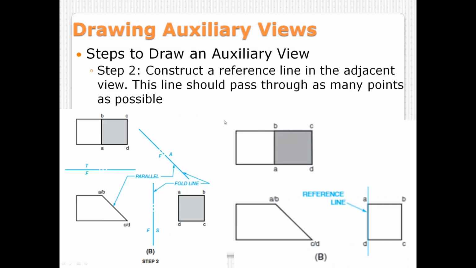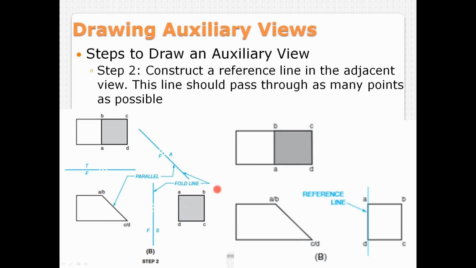The next step is to construct a reference line in the adjacent view. This line should pass through as many points as possible. First you're going to label all these reference lines, and this reference line here has to be parallel with this reference line, and all these reference lines we can call a fold line. So T is the top view, front view, and then this is your side view.